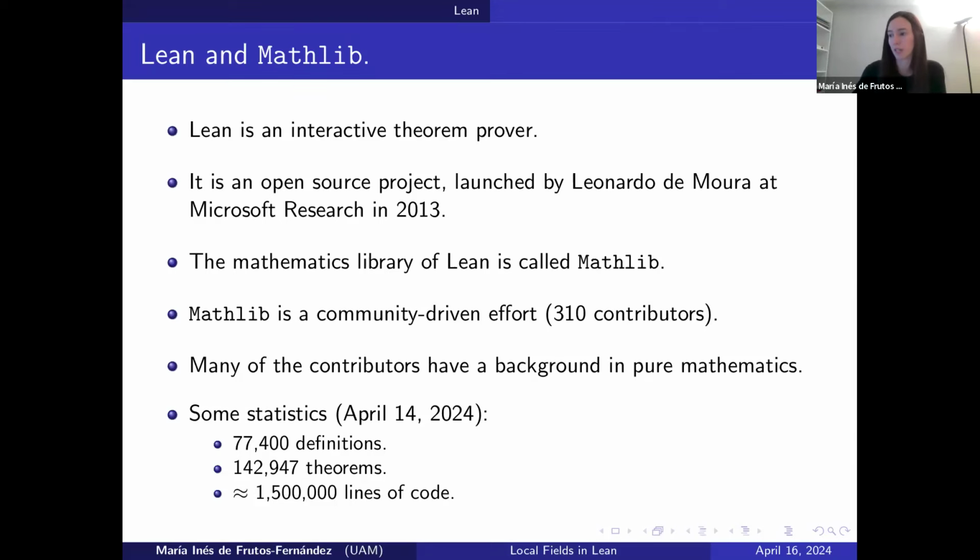Just to give you an idea of the size of the library, a couple of days ago the statistics were that we had around 77K definitions, 140K theorems, and around 1.5 million lines of code.